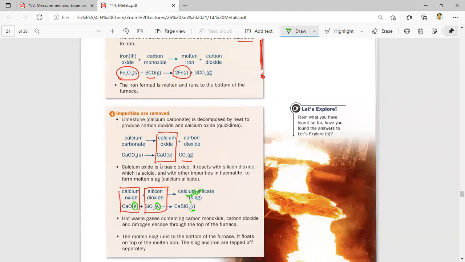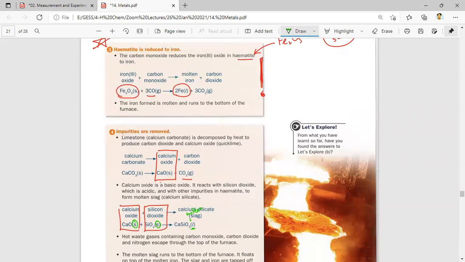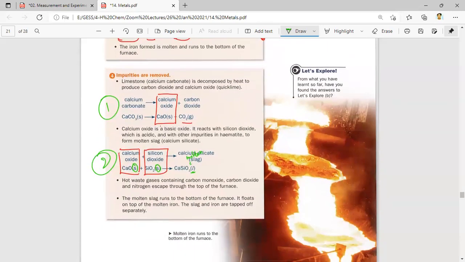How to remember the formula? I always tell my students, take note, it's called CaSiO3, calcium silicate, which is known as your molten slag. So these are the 5 main steps that actually happen. Although it's labeled 4, the impurities being removed actually consist of 2 steps over here, step 1 and step 2. So 2 main steps for the impurities to be removed.